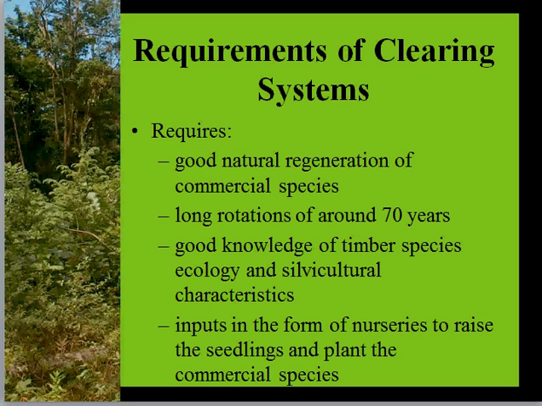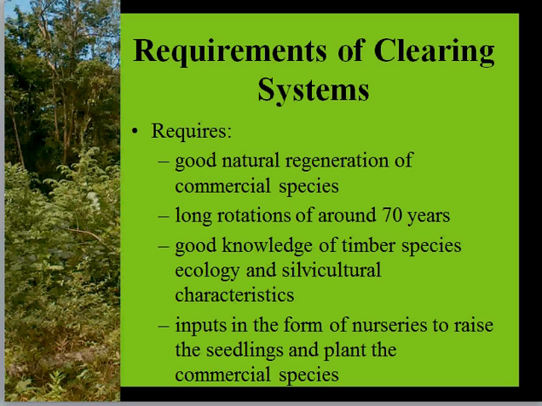You also need to have a very good idea of the ecology and silvicultural characteristics of the target timber species. You need to know what sort of density of canopy you need in these types of forests. And you also need inputs in form of nurseries to raise seedlings and plant commercial species if the natural regeneration isn't enough, which it quite often is not. So clearing systems do require inputs, and how much those inputs are is really dependent on how much manipulation you want to undertake in that particular forest.